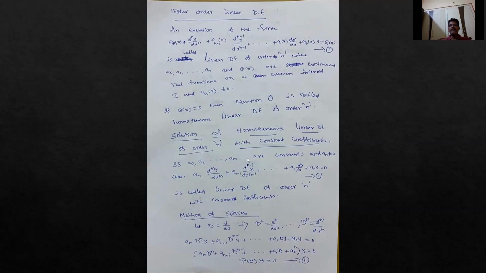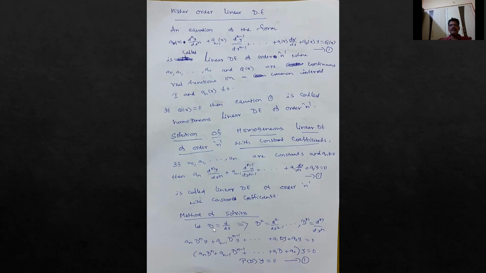Suppose a_0, a_1, a_2, ..., a_n are constants, and a_n is not equal to 0, then a_n d^n y/dx^n + a_{n-1} d^{n-1} y/dx^{n-1} and so on, a_1 dy/dx + a_0 y = 0 is called a linear differential equation of order n with constant coefficients. How to solve this homogeneous linear differential equation with constant coefficients?